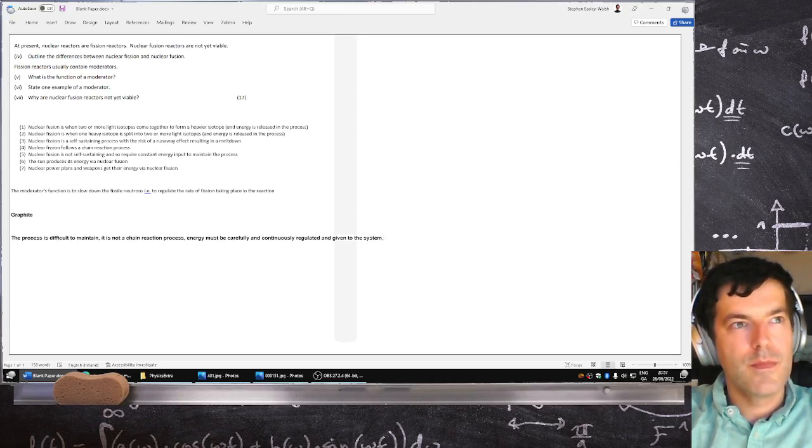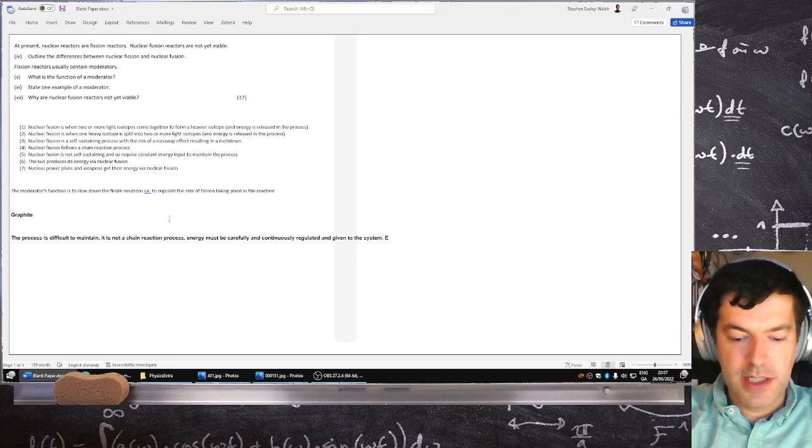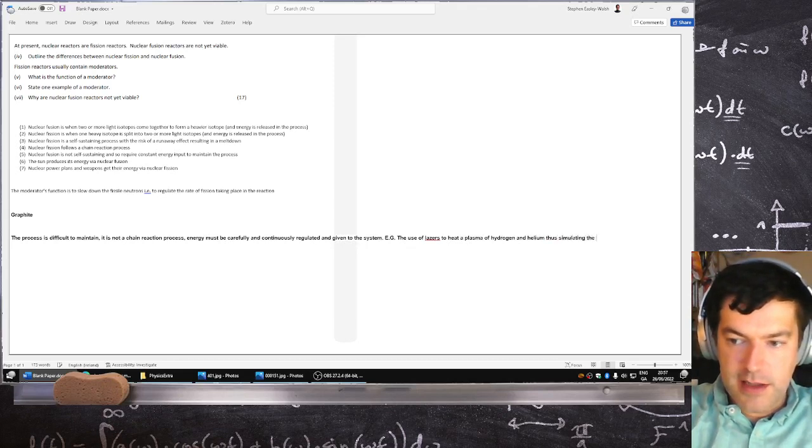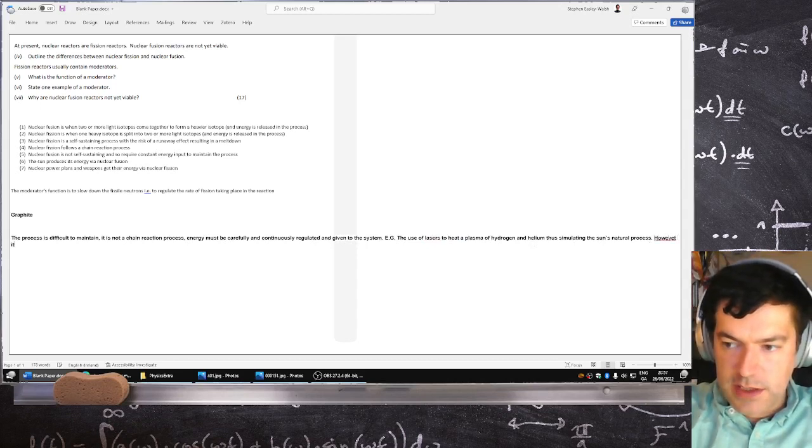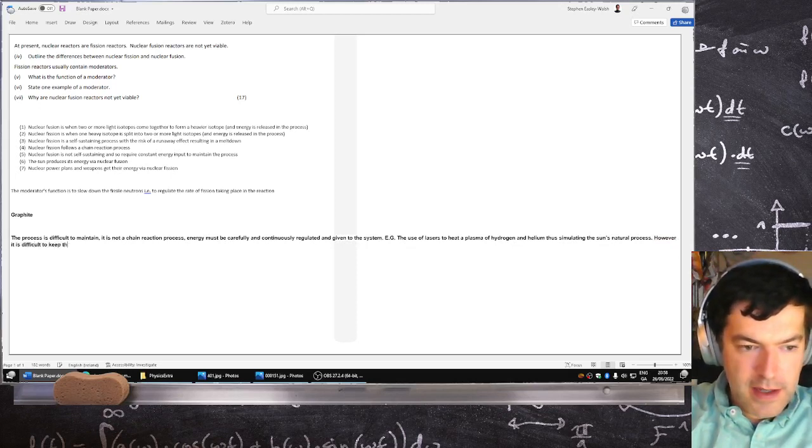I think one example, e.g., is the use of lasers to heat a plasma of hydrogen and helium, thus simulating the sun's natural process. However, it is difficult to keep the gas as a uniform sphere. It's suspended in a magnetic field.